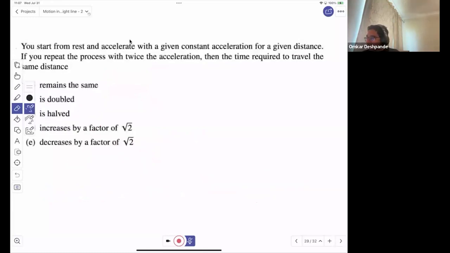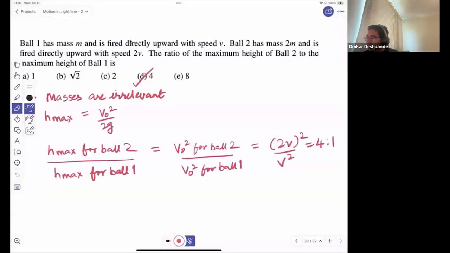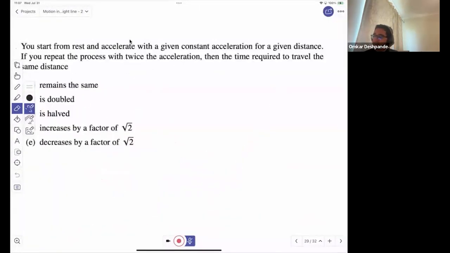Okay. So let's do one. Let's see how many problems do I have here. Okay, I just have one more. So let's just do this and then stop.